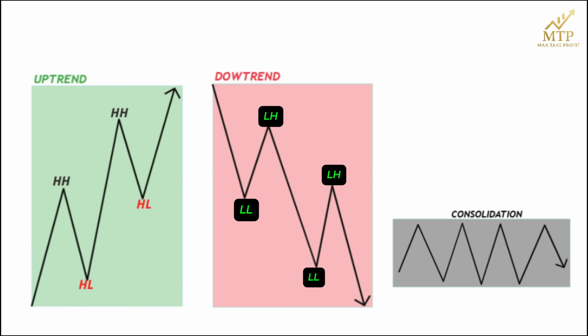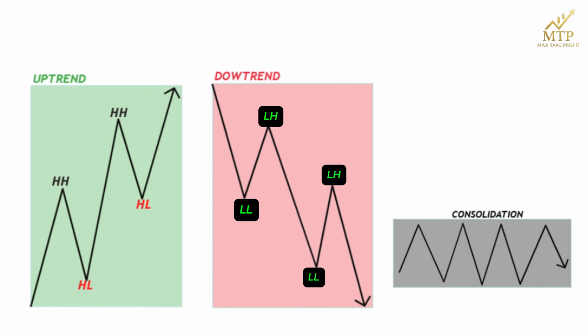In summary, market structure shows you where you are and what you should do. In an uptrend, look for buys. In a downtrend, look for sells. In a range, be patient or trade the edges. Because once you understand structure, you start to see the market like a pro. And that's when you can combine it with liquidity to make sniper entries with an insane risk-to-reward ratio.